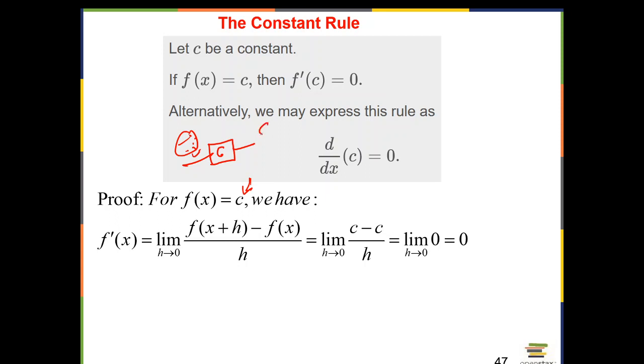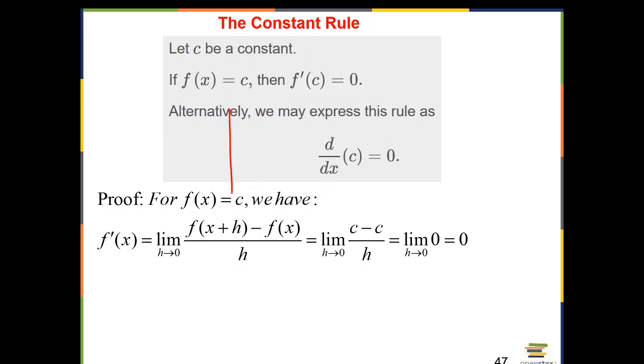You still get c. So it doesn't matter what the input is, the output is c. Of course, happy face is not in the domain. That was just emphasizing the point that the input doesn't matter. Okay, so that would be c, and f of x itself is c over h, but c minus c is 0, so the derivative of a constant is 0.